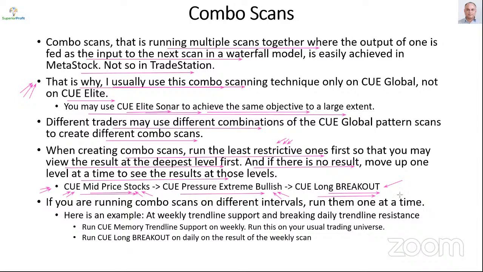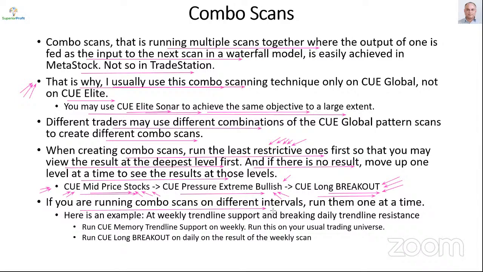If you are interested only in the output of the deepest level, then it is not important. But if you are interested to see if there is any result at the upper levels, if the lowest level doesn't have any output, then you run the least restrictive ones first. And anyway, it doesn't take much time to order them. So I always order them when running combo scans to keep the restrictive ones first.